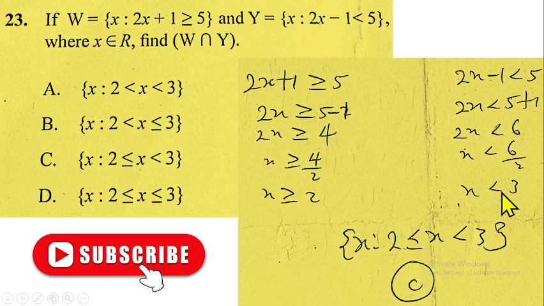So x is less than 3 means 3 is greater than x. And also x is greater than or equal to 2 means 2 is less than or equal to x. But this one is less than this. 2 is less than 3. So that means 2 comes first: 2 is less than or equal to x, then x is less than 3.